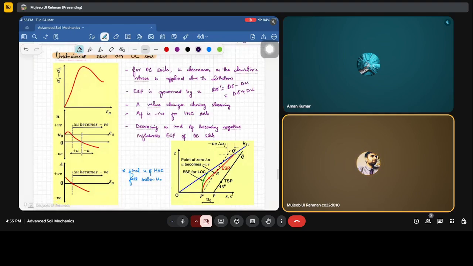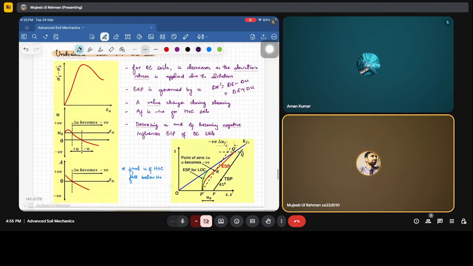See here. You can see in this diagram what happens for the OC soils. After reaching a peak, there will be a softening, correct? And then it will be a constant line. There won't be change in the deviatoric stress. So if we talk about the pore water pressure, it increases first till it reaches the peak, and then the change in pore water pressure becomes negative, meaning it is decreasing.